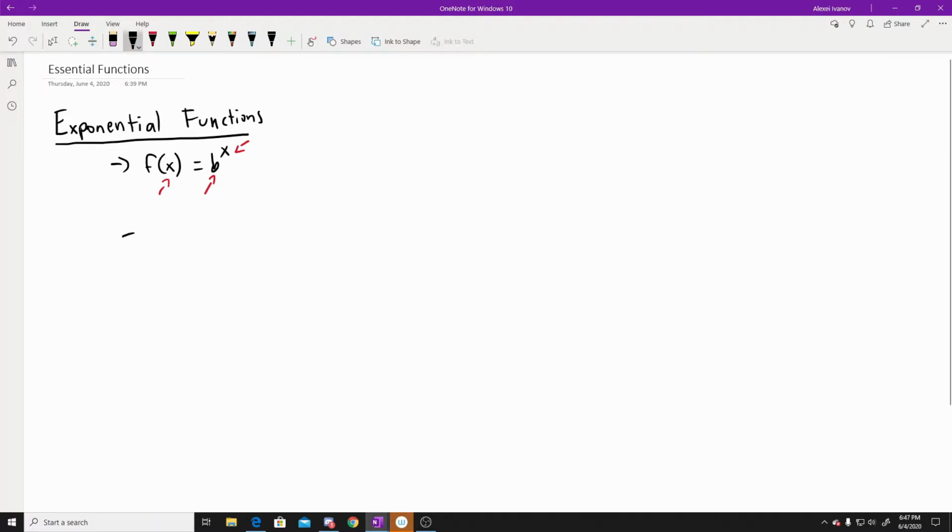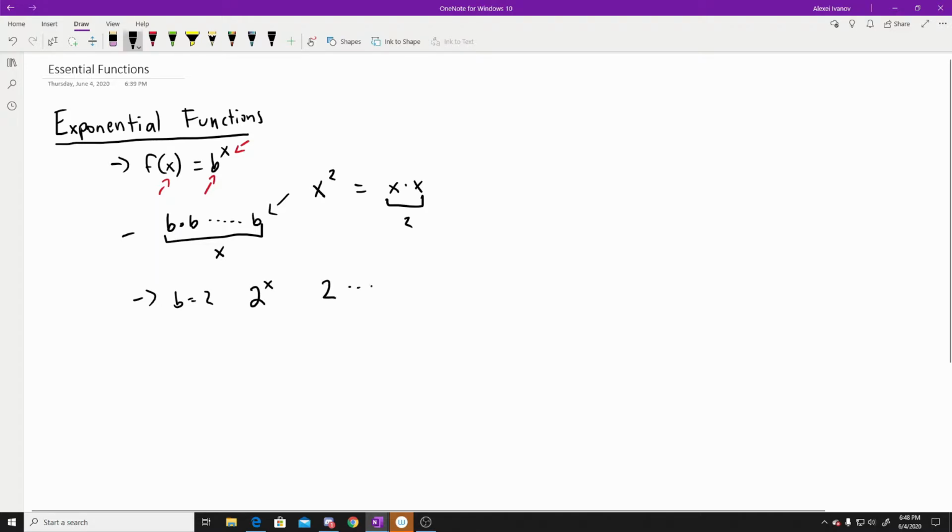So essentially, an exponential function is the base times the base times the base, and we do this x times. If you remember, this is the definition of a power. When we say something like x squared, that means it's just x times x, 2 times. But an exponential function will take a common base, let's say as an example b is 2, then 2 to the x. This will take 2 and multiply it x times.